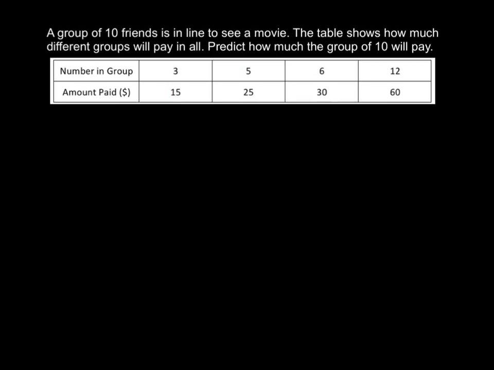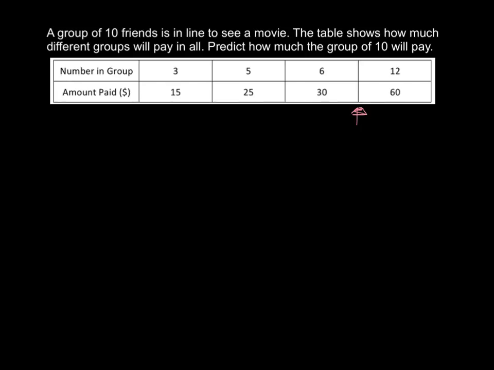All right, let's try another example. A group of 10 friends is in a line to see a movie. The table shows how much different groups will pay in all. Predict how much the group of 10 will pay. Okay, so I have 3 will pay 5, 5 will pay 25, 6 will pay 30, 12 will pay 60, and I need to find somebody right here, which would be 10.